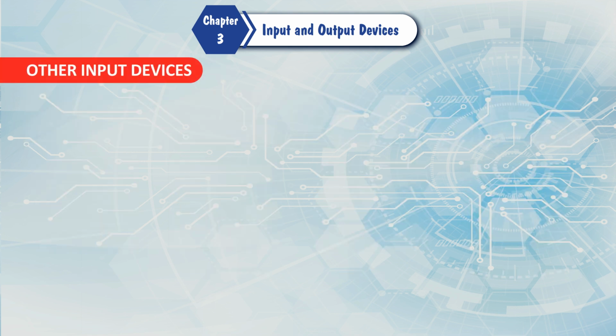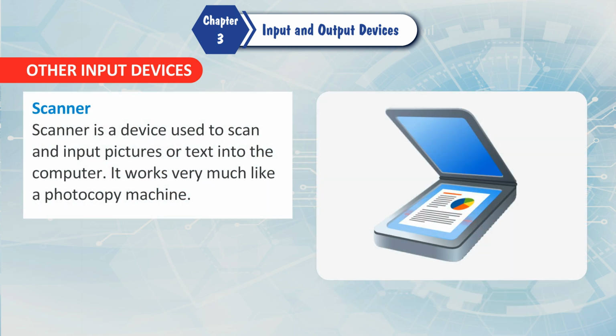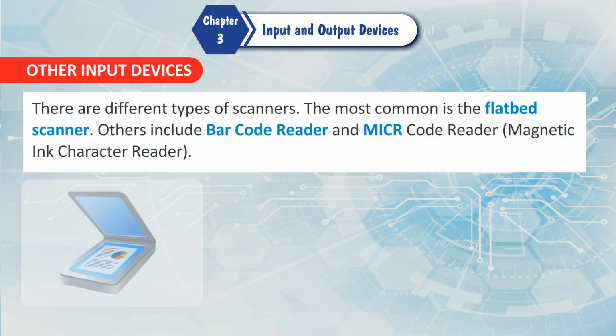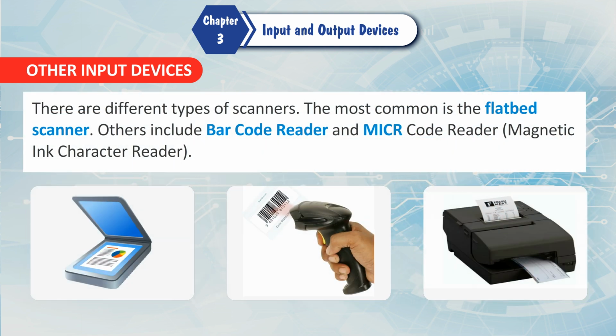Other input devices. Scanner. Scanner is a device used to scan and input pictures or text into the computer. It works very much like a photocopy machine. There are different types of scanners. The most common is the flatbed scanner. Others include barcode reader and MICR code reader, magnetic ink character reader.